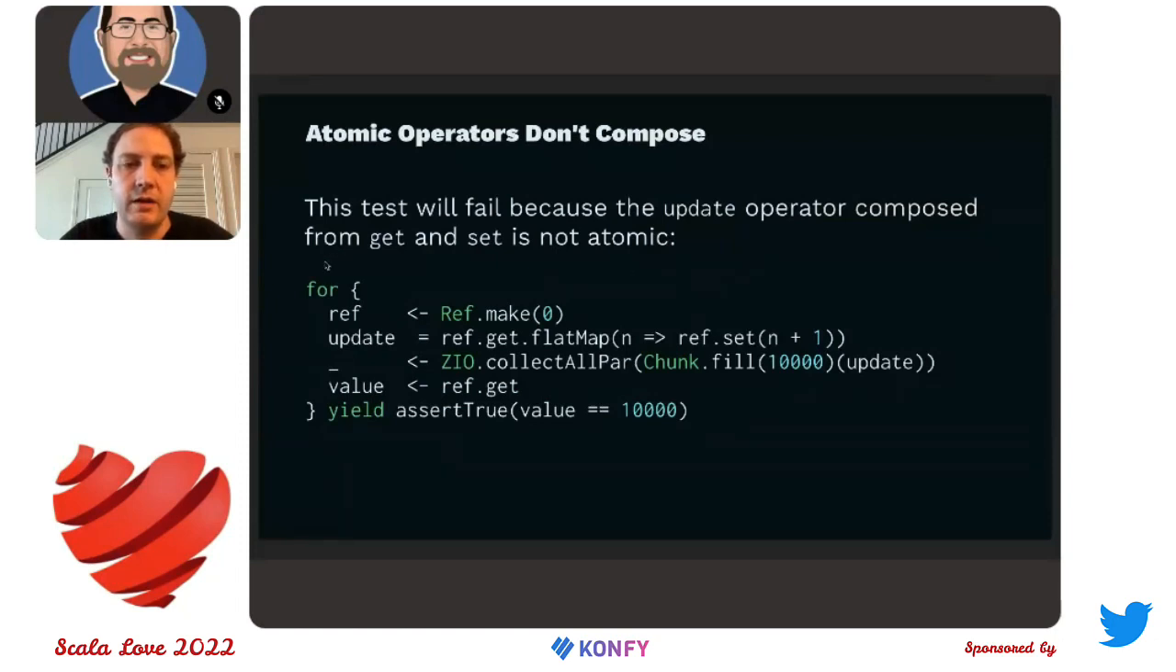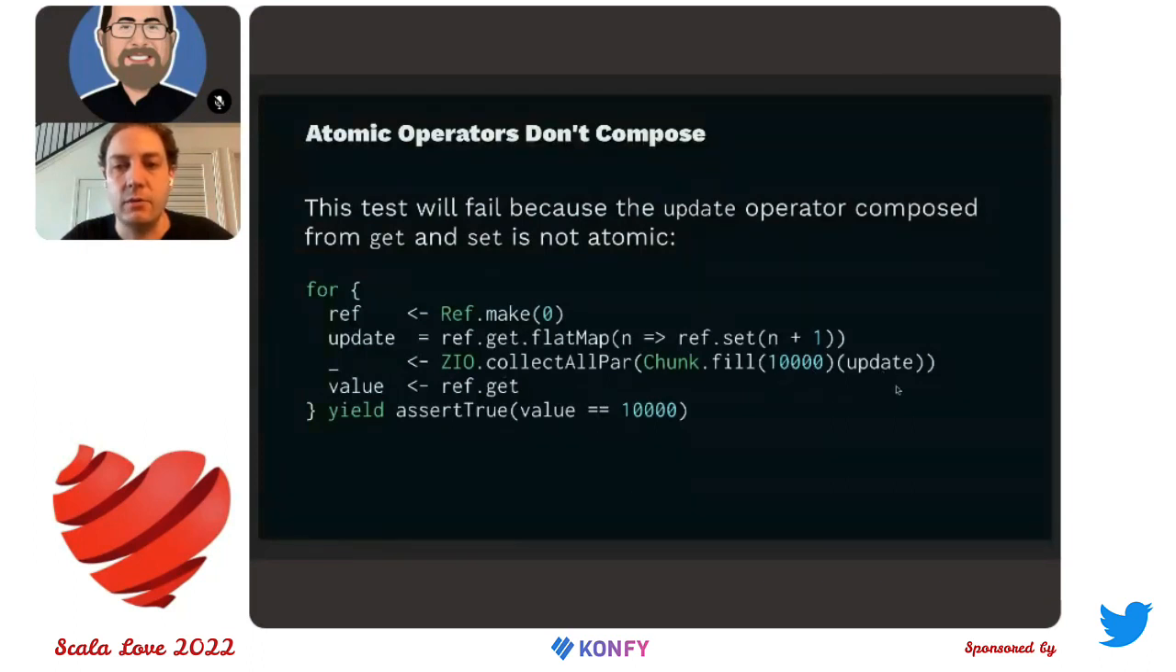So here I've created a simple test where we're making one of these refs, and then I've defined this update operator, and all it's going to do is get the value of the ref, and then set it to one more than whatever the value was that it got. And then I'm going to call the ZIO collectAllPar operator on this chunk that has 10,000 of these updates.